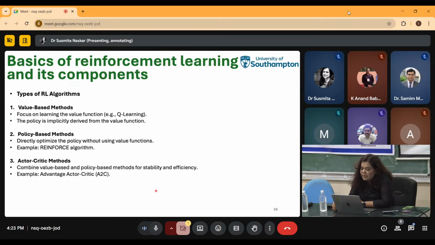So basically these are the three categories that represent different philosophies of how the agent could learn optimal behavior: either from the values of states, by directly optimizing the policies, or by using a hybrid of both. So there are three ways the agent could learn from the environment and react accordingly.